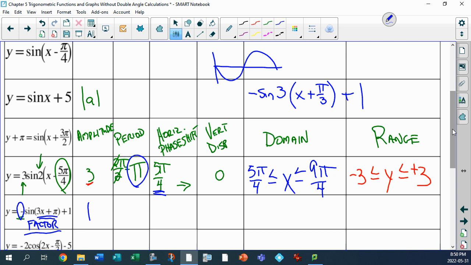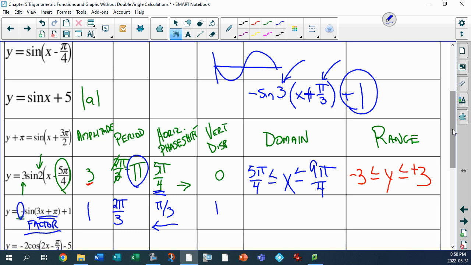So our period is still based on 3. So, okay, 2 pi divided by the b. Remember, don't get stung. There's our period, 2 pi over 3. But the horizontal phase shift now is, oh, check it out. That's positive. So I'm going left pi over 3. Aha. Our vertical displacement then is 1. Interesting. Okay, so we got a lot of work to do here.